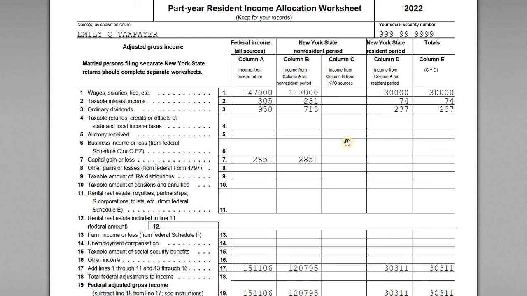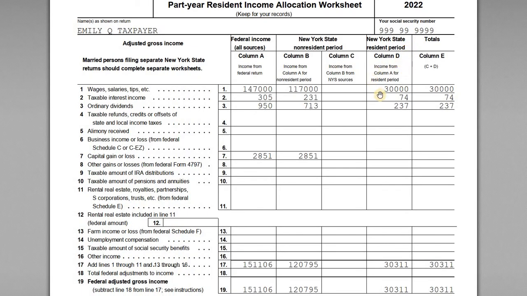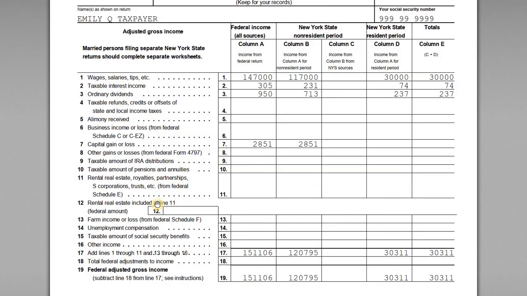An example would be if you had a New York State rental property, or if you had a partnership or an S corporation investment in a New York entity that had New York source income, you might have something here. But in Emily's case, she doesn't. So the New York State resident period, right, there's the $30,000 in wages she was paid while she worked at a company in Albany. And then there's the allocation of the investment income.